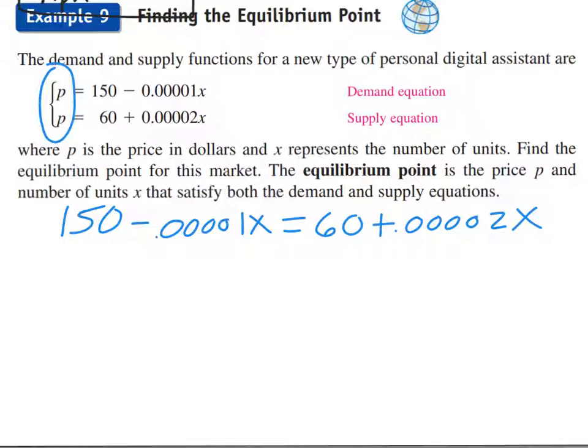Okay, x is how many of the good that we should produce. It's some type of digital device. Who knows? Like it says a digital assistant, a phone or whatever. I don't know. Doesn't really matter for the steps to solve.